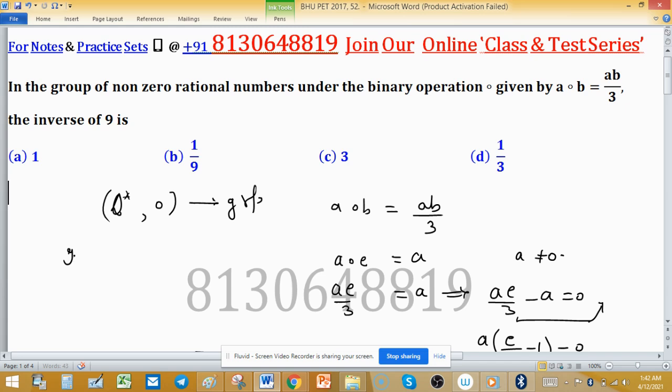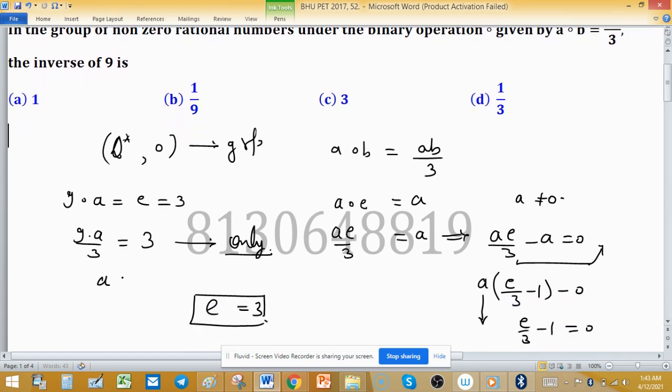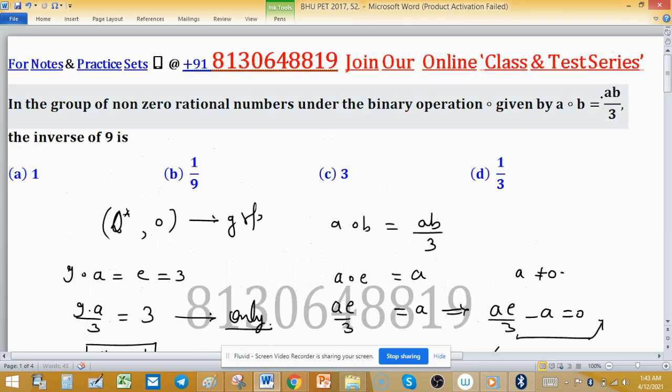To find the inverse of 9, consider it as an element of the group of non-zero rational numbers with this binary operation. Its inverse is an element a, so on operating these two elements it will return the identity, which is 3. So 9a/3 = 3 by the defining property of the binary operation. Because these are rationals, we can transpose and apply mathematical operations here. So a is 1. So the inverse of 9 is 1, which means option A is correct.